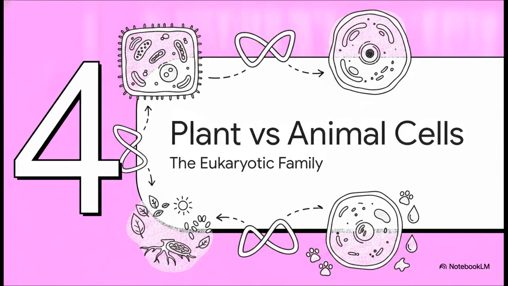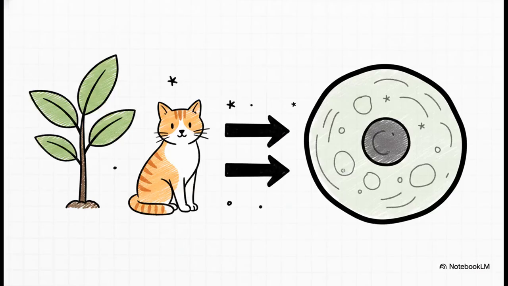All right, section 4. Plant versus animal cells. Now, both plants and animals actually belong to the complex eukaryotic family. This means that despite the massive visual differences we see in the macro world between, say, a green leaf and a furry cat, at the microscopic level, they are fundamentally built on the exact same advanced cellular architecture.